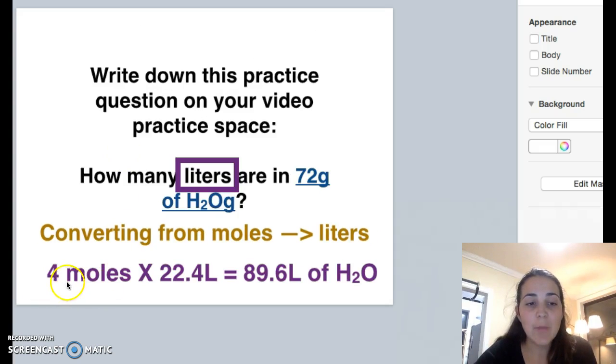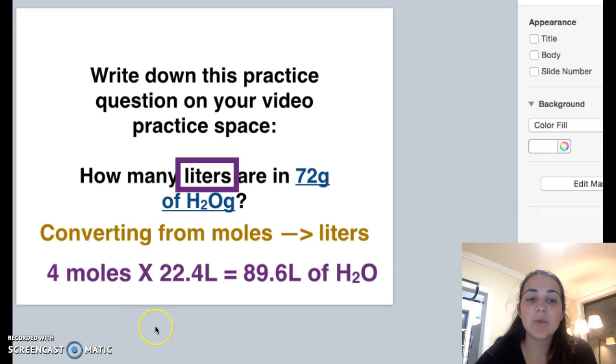Looking back here at this problem, we're going to do 4 moles because that's what we calculated from our first conversion. We're going to multiply that by 22.4 liters, and that's going to leave us with 89.6 liters of water vapor, or of our H2O gas.